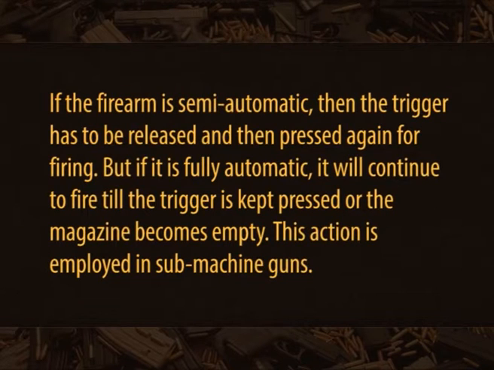If the firearm is semi-automatic, then the trigger has to be released and then pressed again for firing. But if it is fully automatic, it will continue to fire till the trigger is kept pressed or the magazine becomes empty. This action is employed in submachine guns.